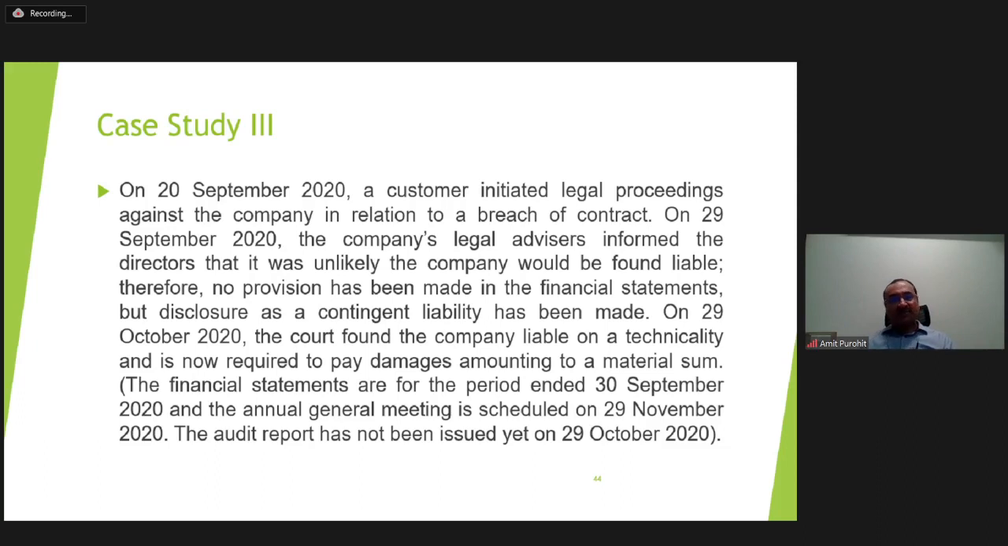So this is the procedure. This is an adjusting event, and this also comes within the purview of SA 560. And based on this, the auditor will conclude that this is an adjusting event.